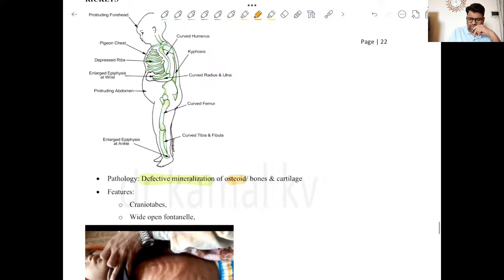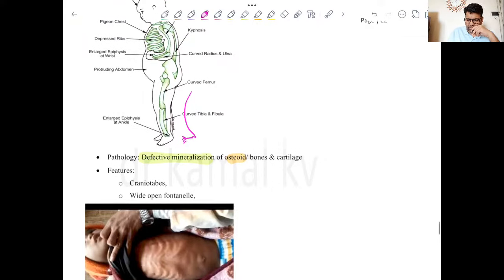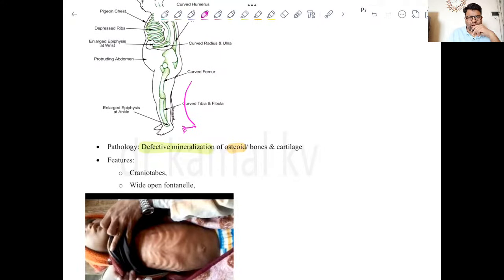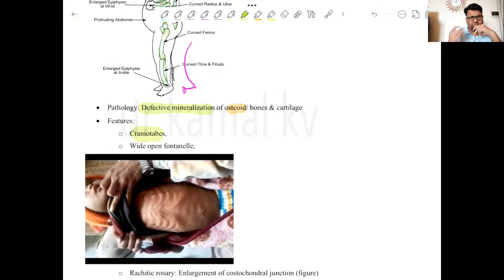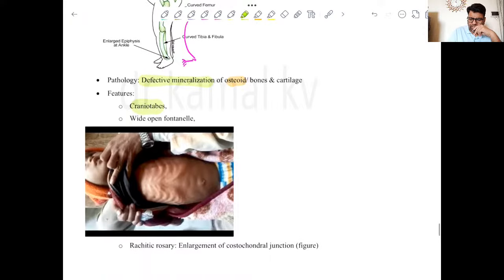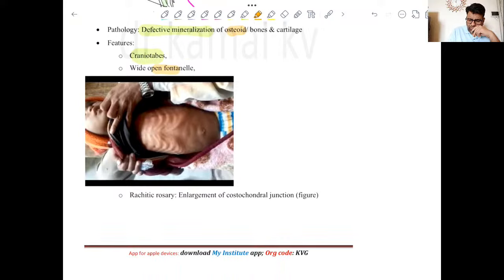And if such a child starts weight bearing, the legs will bend, right? So we see the deformities involving the knee joint because the bones of the lower limb are not strong enough. Now what we can see: craniotabes, that is soft skull bones. We can see wide open fontanelles, and we can see enlargement of costochondral junctions, which is known as rachitic rosary, right? So these are all rachitic rosary. These are painless costochondral junction enlargement, right?